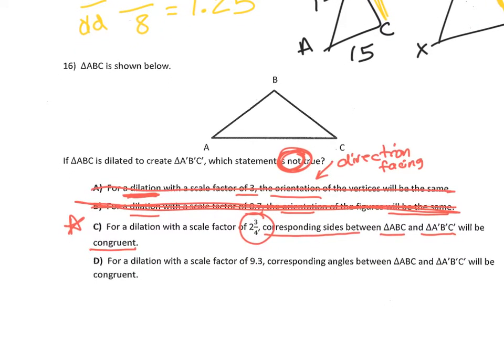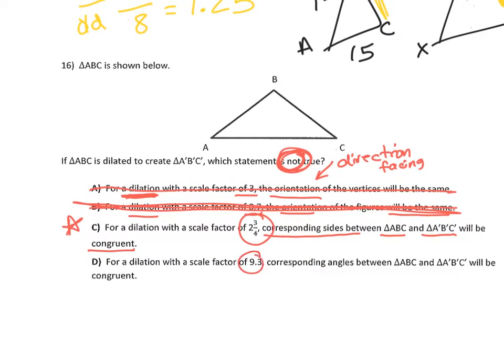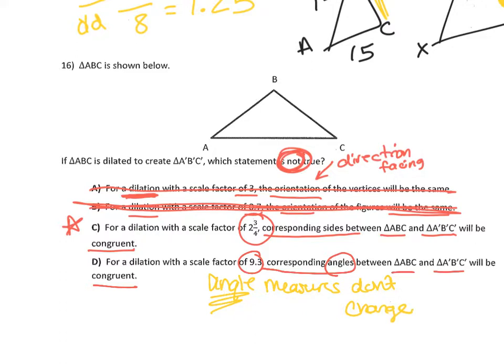And then D, for dilation with a scale factor of 9.3, corresponding angles between ABC and A prime, B prime, C prime will be congruent. What did we say about angles when we're dilating or changing figures? They don't change. Remember that. Angle measures don't change. You will still have the same angle measure from one figure to the next. So it's got to be C.